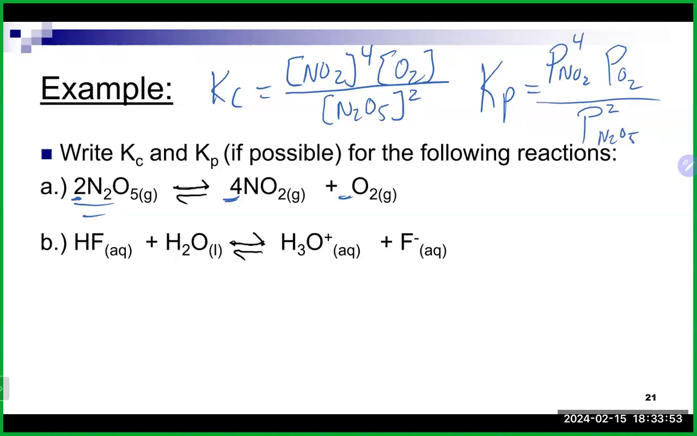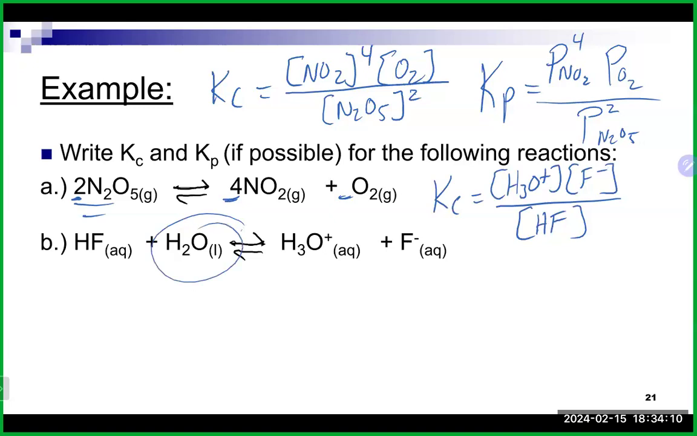Looking at the second one here, we'll do our Kc. That would be the concentration of our H3O+ times the concentration of our F- divided by the concentration of HF. And now I'll ask the question, since we're actually on this one, do I put the water in? I do not, because it's a pure liquid, so we do not put it in. What happens if my water is steam in the gas state? Do I put it in? I do, because it's a gas, so it will participate, right?